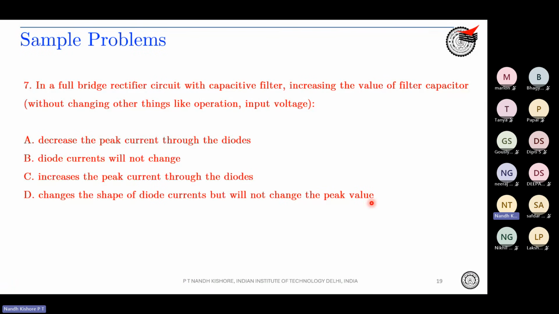If you increase C, does it decrease the peak current through the diodes? Or the diode currents will not change, or it increases the peak current through the diodes, or it changes the shape of diode currents but will not change the peak value. So what would happen to the diode bridge rectifier current? Does the peak current decrease? Will the peak current increase? Or will the diode current not change? Or does it change the shape of the diode current but not the peak value? So what is the option? Answer, anyone?